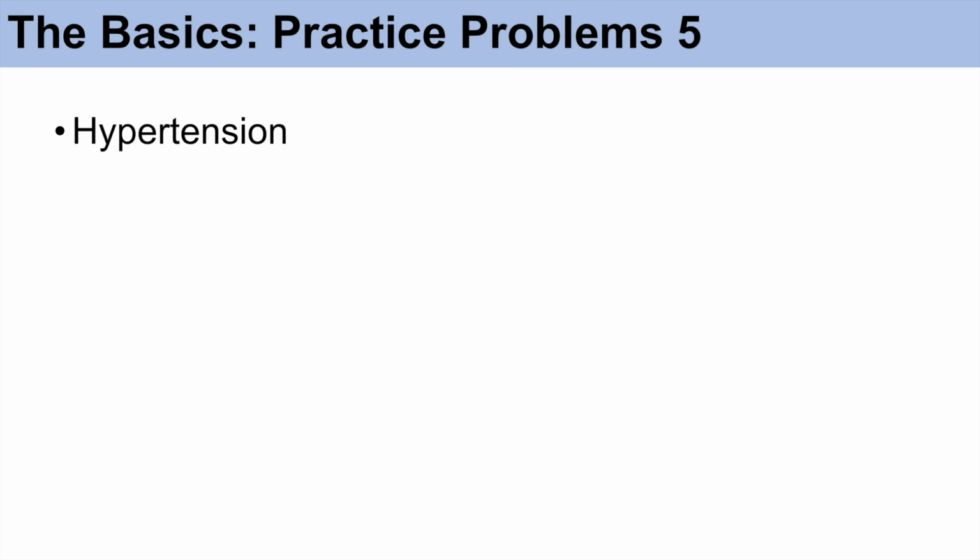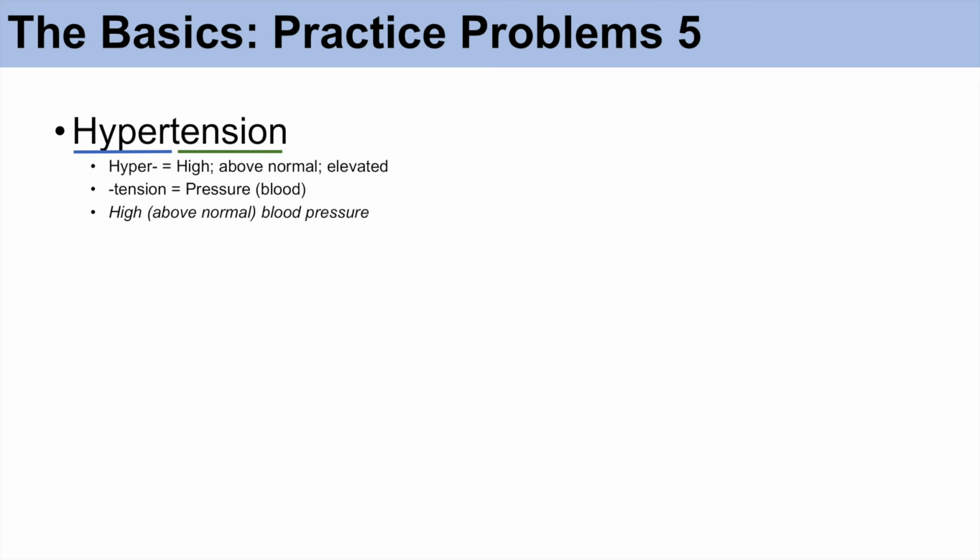The next one is hypertension. So we've heard this word before. You probably heard this in day-to-day life, hypertension. So what does it actually mean? Well, again, we've seen hyper. We know what hyper means. Hyper just means high or above normal or elevated. And tension means pressure. And usually tension refers to pressure in the blood. So really hypertension, all it means is high or above normal blood pressure.